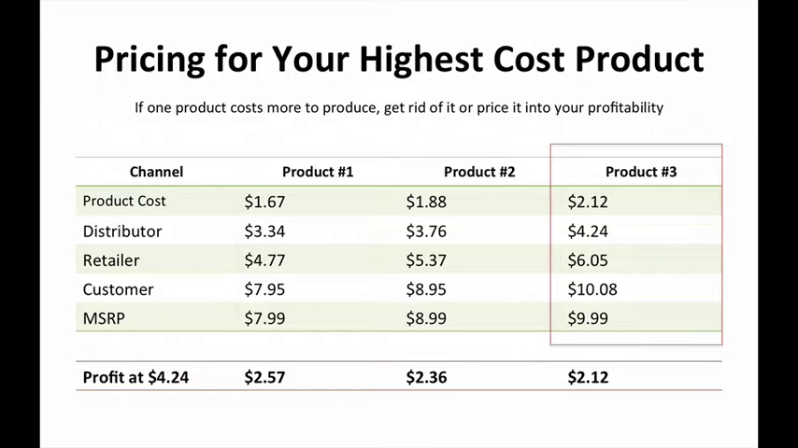So here's an example. We have the 3 fudge sauces, 1, 2, and 3, with different product costs, but you should be pricing for product number 3 because you get the highest margin. You get $2.12 on the right, $2.36, and $2.57. So you make a lot of money, especially on a 12 item case.